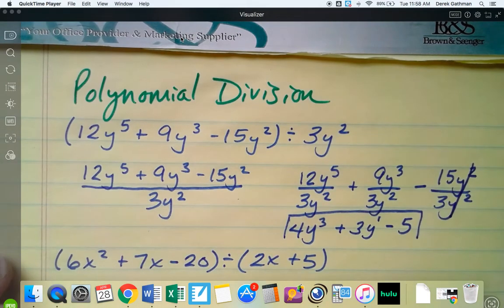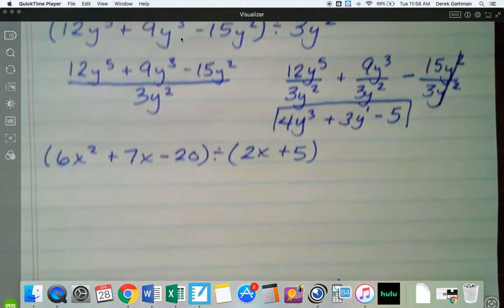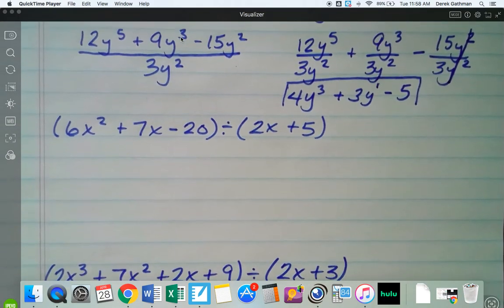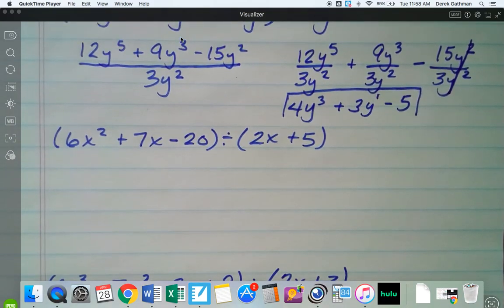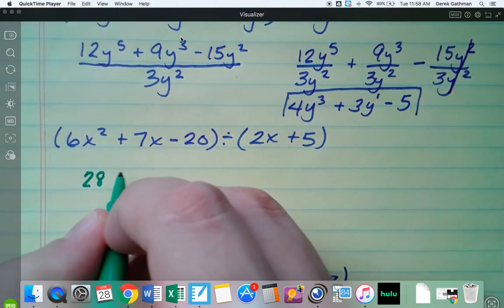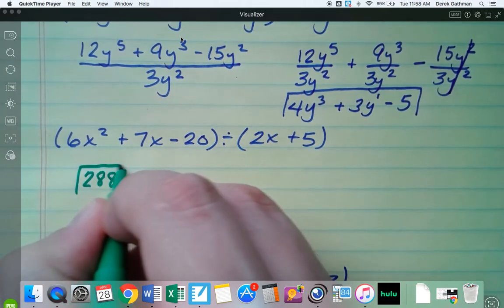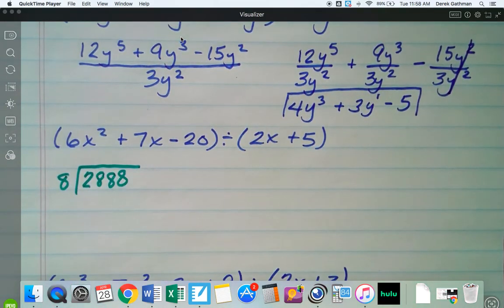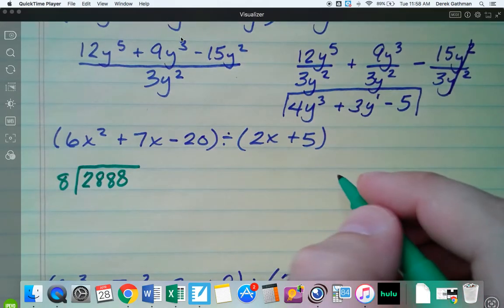But then we get into actual long division. And it gets a little trickier. And so I'm going to demonstrate a division problem just to help us remember long division. So if I were to take 2,888 and divide it by 8, what would that process look like? I'm going to take you step by step through that one and show you how that matches up with this.